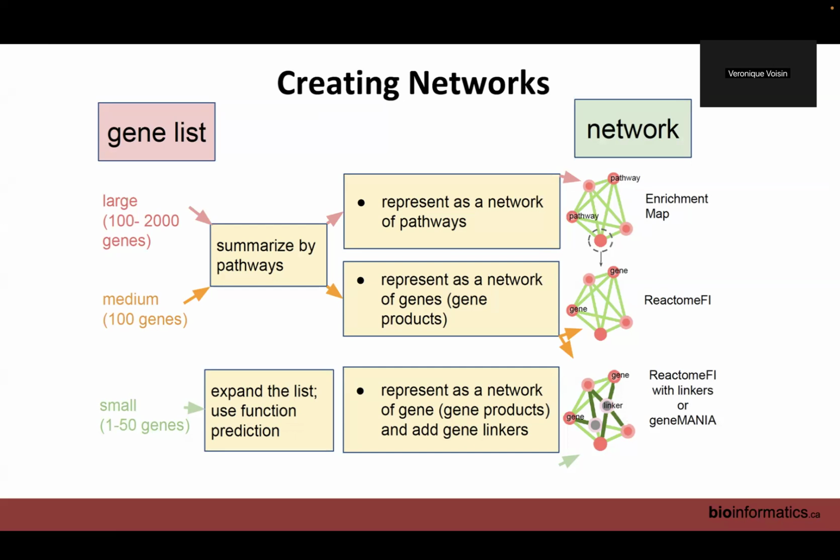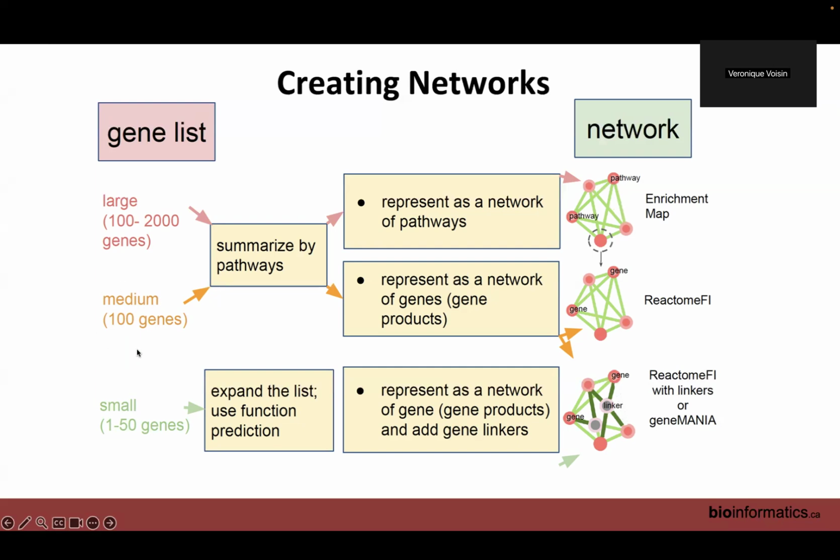So the way I do it is I try to see the size of my gene list to decide which network I need. So if I start with a very large gene list, let's say more than 100 genes, until 2000 genes, well, I know that I really need to summarize by pathways. So in this case, I will do pathway enrichment analysis followed by the visualization of the pathway result using an enrichment map. So in this network, the nodes will be the pathways and the edges will be the genes in common.